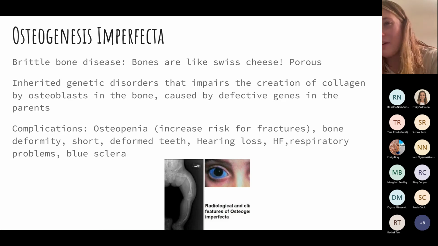Specifically, they're going to have very, very deformed teeth, hearing loss, because we have lots of collagen and cartilage in the ear, bones in the ear, and blue sclera is very common in these patients as well, so I included that photo.